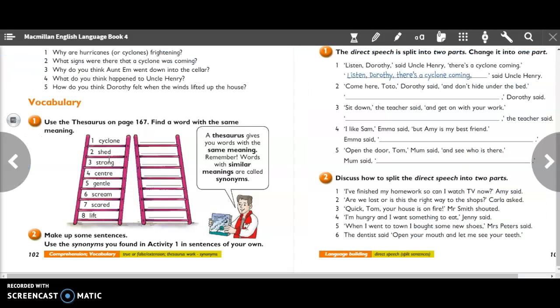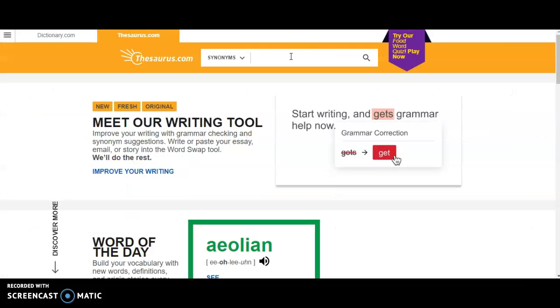However, be careful, because not every word can be used in the same context. We found these words in the text, so we remember what the text is about, and we know their meaning. Now, a thesaurus gives you words with the same meaning. Remember, words with similar meaning are called synonyms. So let's try one of these. Let's say I'm going for strong, and I find my thesaurus.